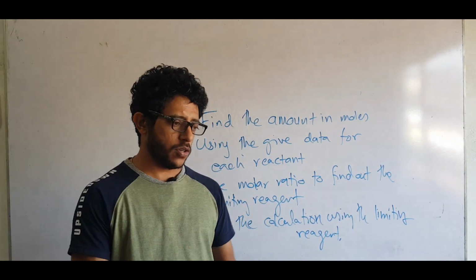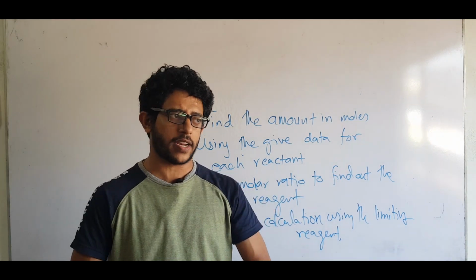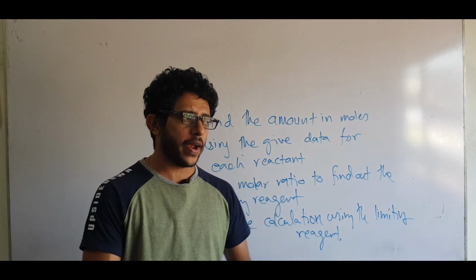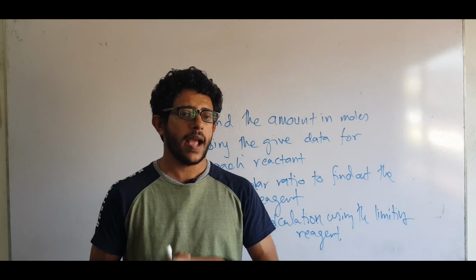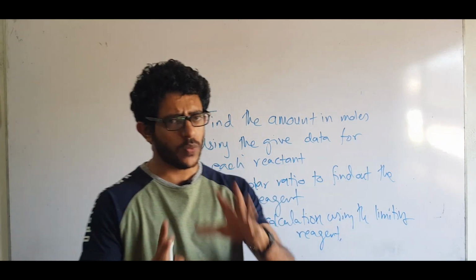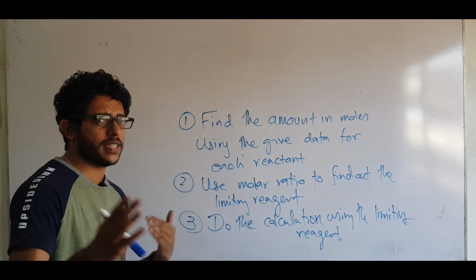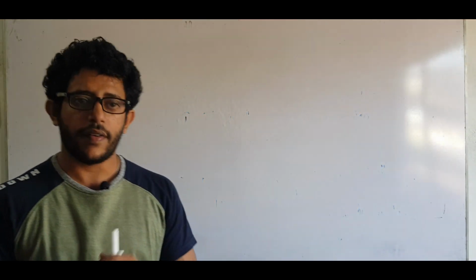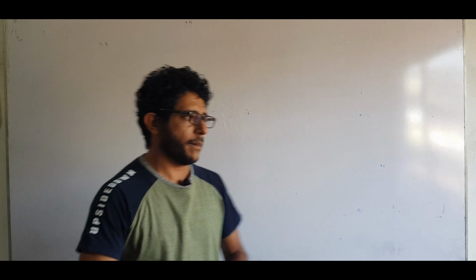You have to find the amount of each reactant using the given data. Then you have to use the molar ratio to find out which one is the limiting reagent, and then we have to do the calculation using the limiting reagent. So, we will see how to do that with a simple example, right.